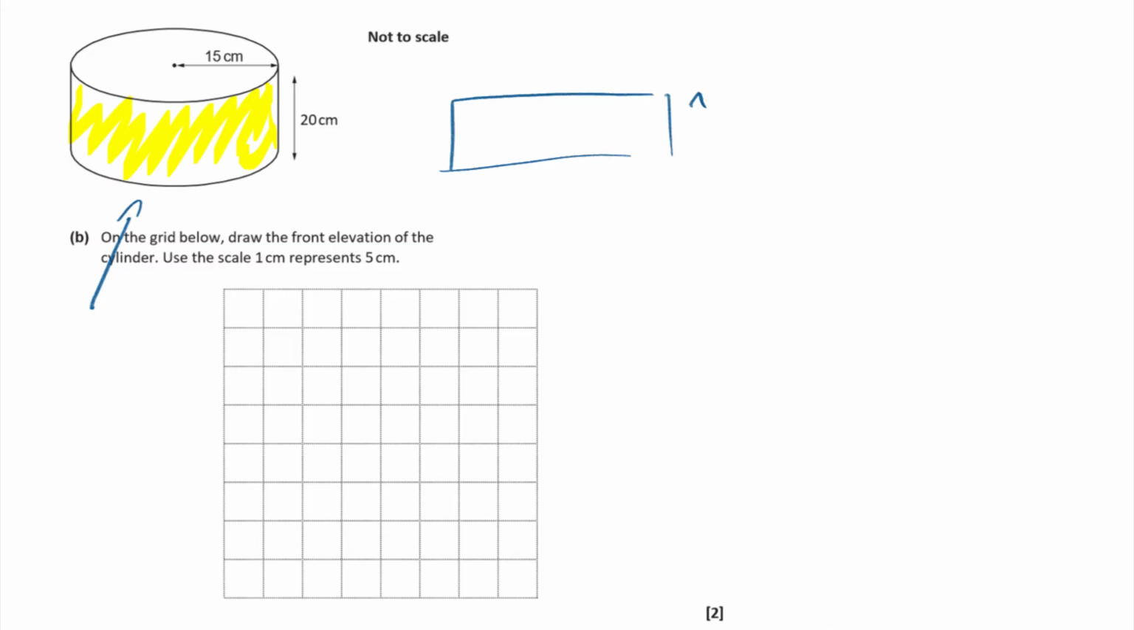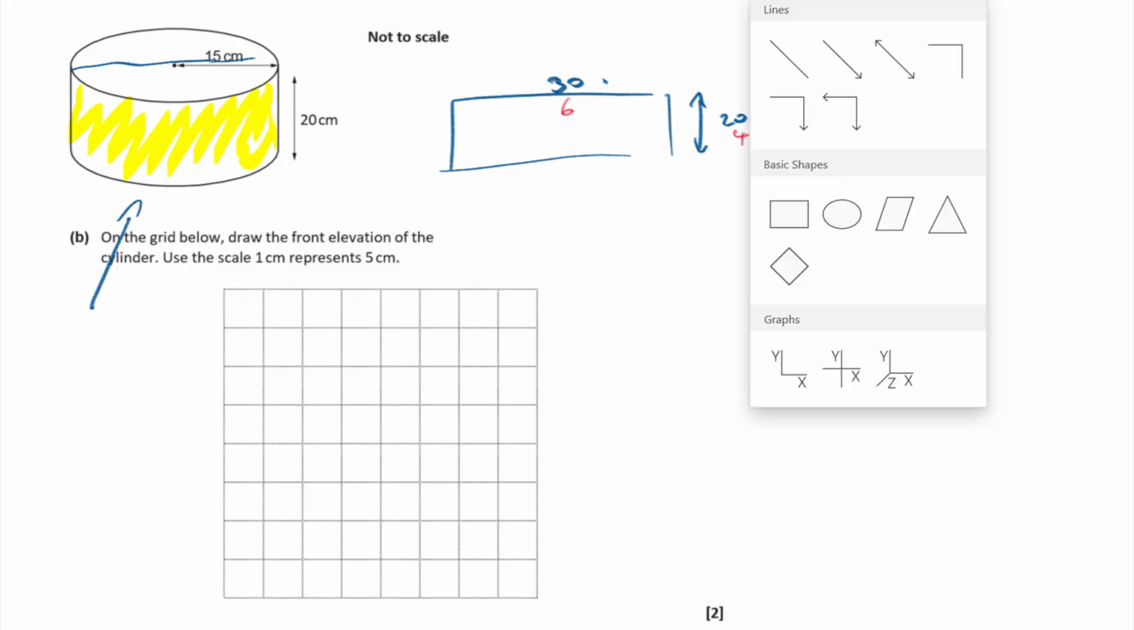which has the same height as my shape, 20 centimeters, and the distance that you would see from here to here is going to be the diameter of your circle, isn't it? It's going to be 30 in that direction. So we're going to have a rectangle which is 30 by 20 in reality. Now if we're using the scale of 5 centimeters to 1, I'm going to divide that by 5, so that's going to be 6 and that's going to be 4. So we need to draw a rectangle which is 6 by 4 basically.